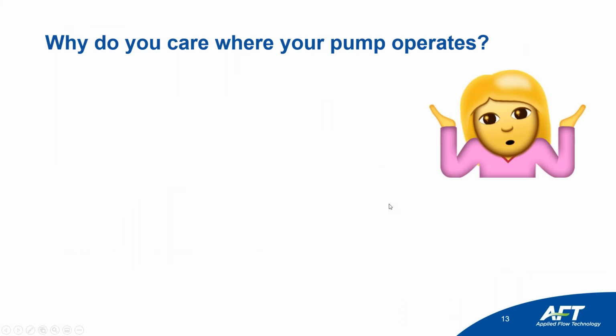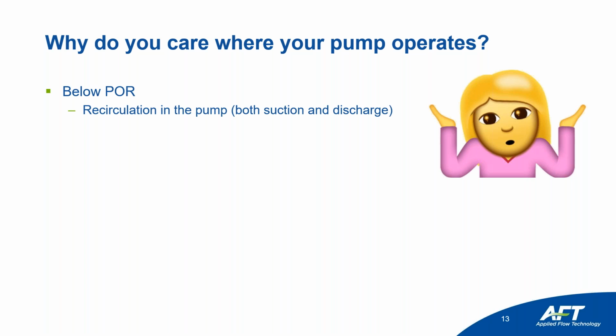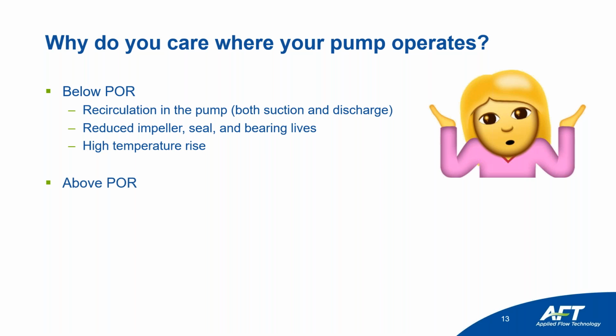Why do you care where your pump operates? Who cares if I'm outside of BEP? Well, when you're below POR, you get recirculation in the pump. You have reduced component lives. You have higher temperature rise. These are things Fathom isn't going to model, but it will tell you, hey, you're outside of POR, and these are the problems you can expect.